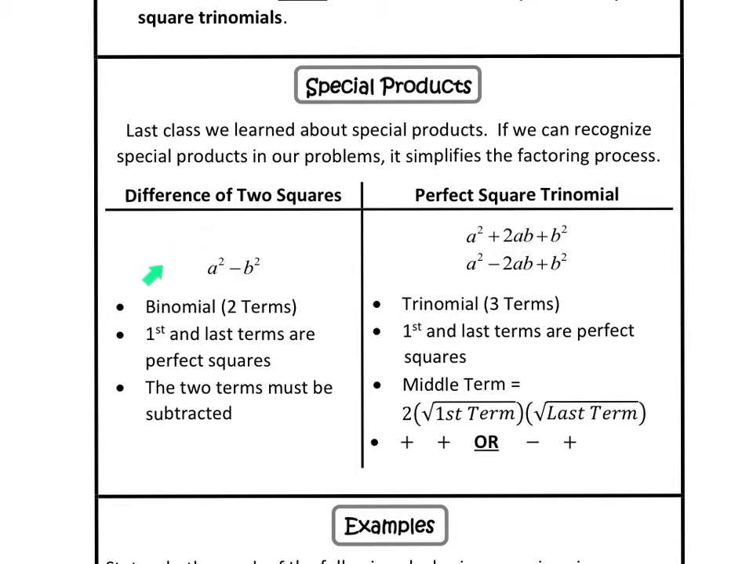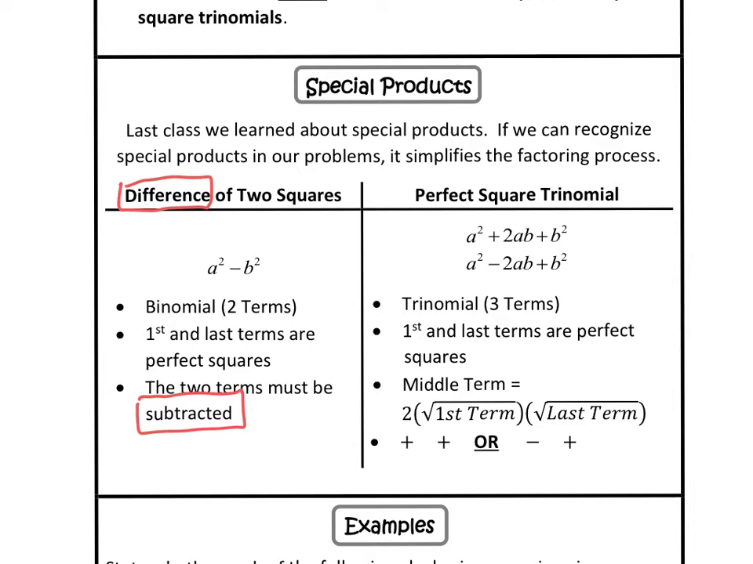A couple of things about the difference of squares. It's a binomial, meaning it's made up of two terms. The perfect square trinomial is made up of three terms. Some similarities are that the first and the last terms are perfect squares. And lastly, one difference is that for a difference of squares, and I'm going to highlight that feature, there has to be subtraction. So remember that from the last notes.